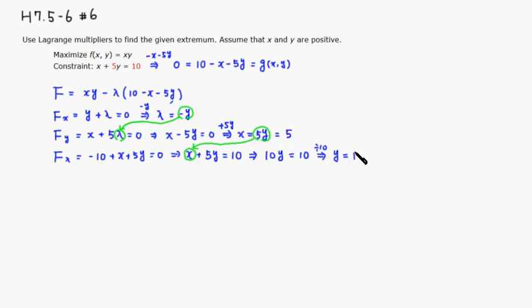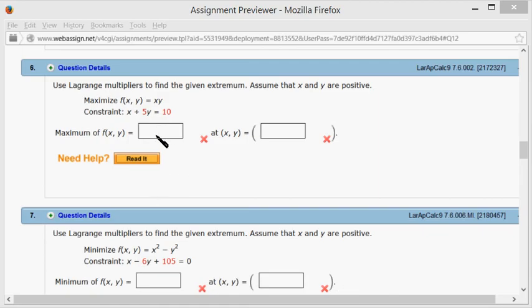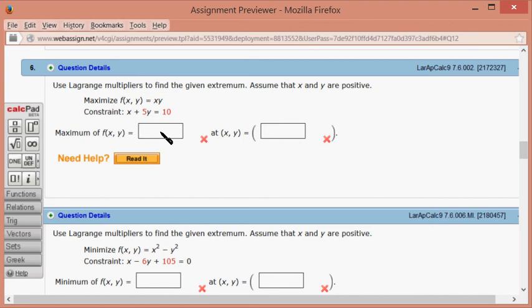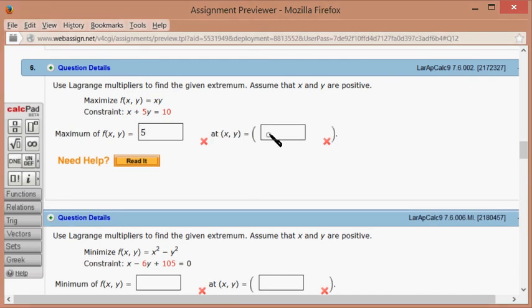So we found the y value to be 1, x value to be 5, right? So let's compute f of x is 5, y is 1, so this is going to be 5 times 1, which is going to be 5. Right, so let's type it in. All right, so the maximum value we found to be 5, and the point is 5 comma 1.